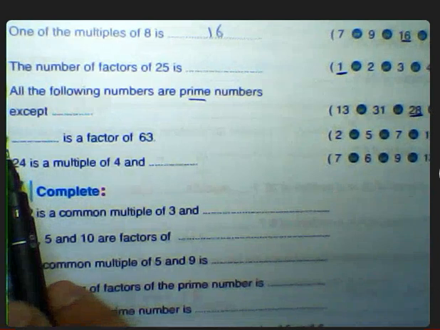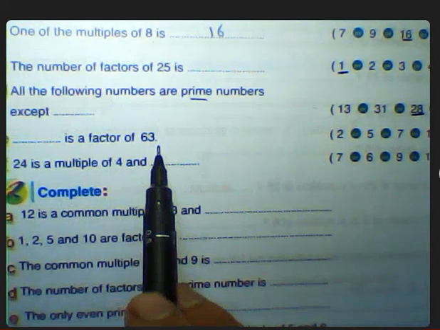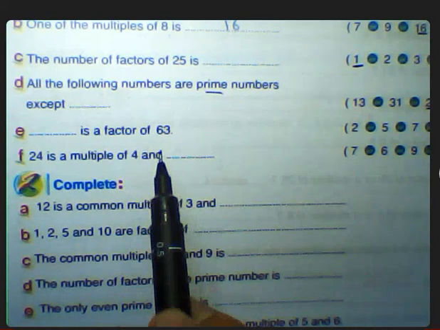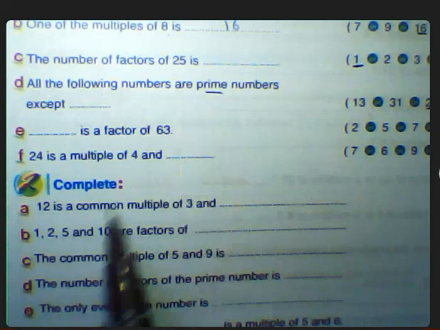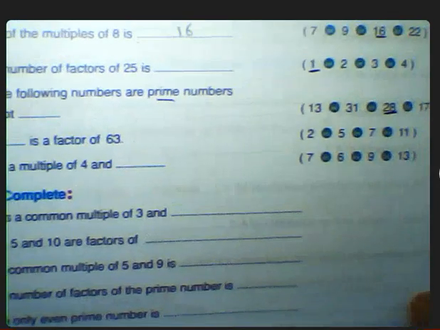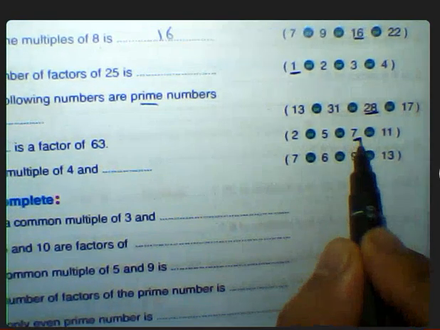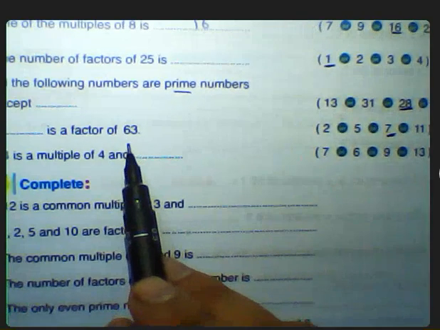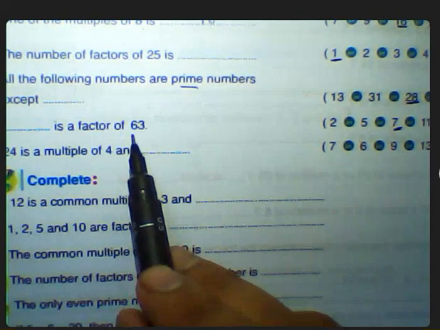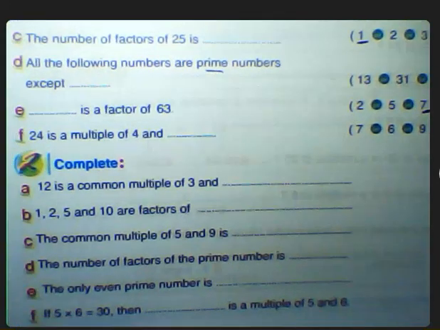Letter E. Space is a factor of 63. 63 can be divided by itself and 7 and 9 and 3. Okay, we have here 7 because 7 times 9 equals 63. Then 7 is a factor of 63.